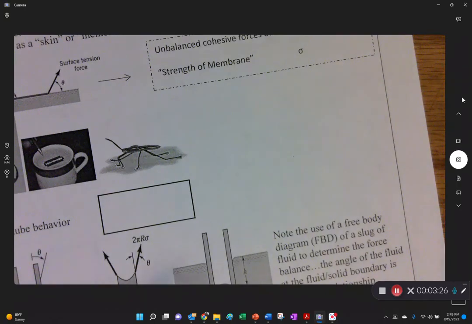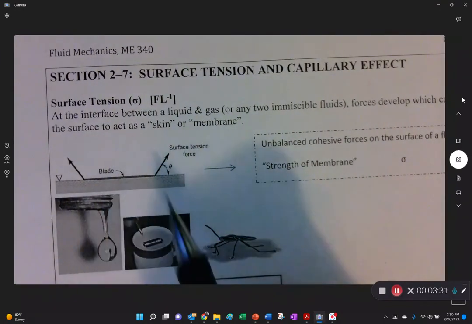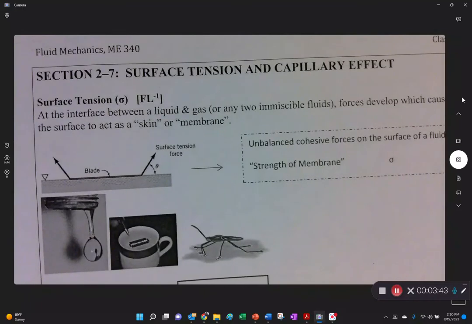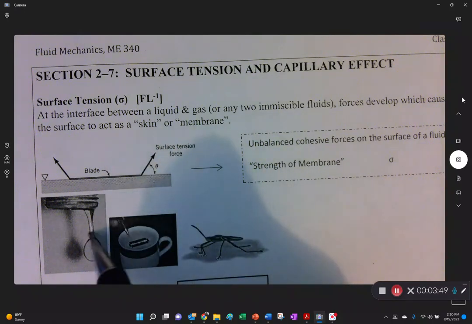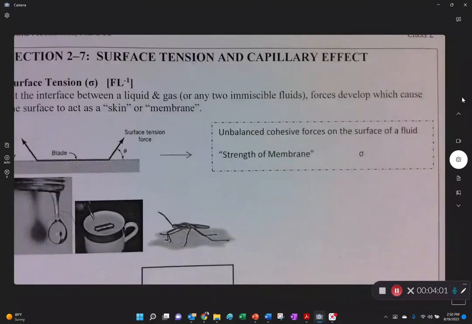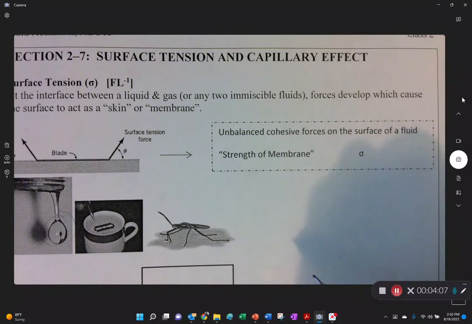Some instances where this plays a part: you could actually take a razor blade, and if you place it down carefully, and don't cut yourself, it can float on the top. That's the combination of this surface tension of the skin, if you will, or a membrane at the surface. And here's a water droplet that shows you some of the adhesion that takes place. This is the same property where a water bug can walk on the surface of something. You can think of this as the strength of the membrane, and it's got a sigma.